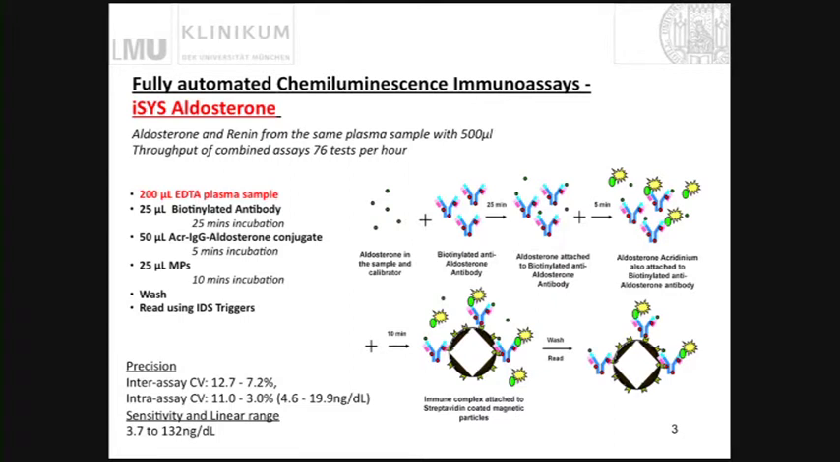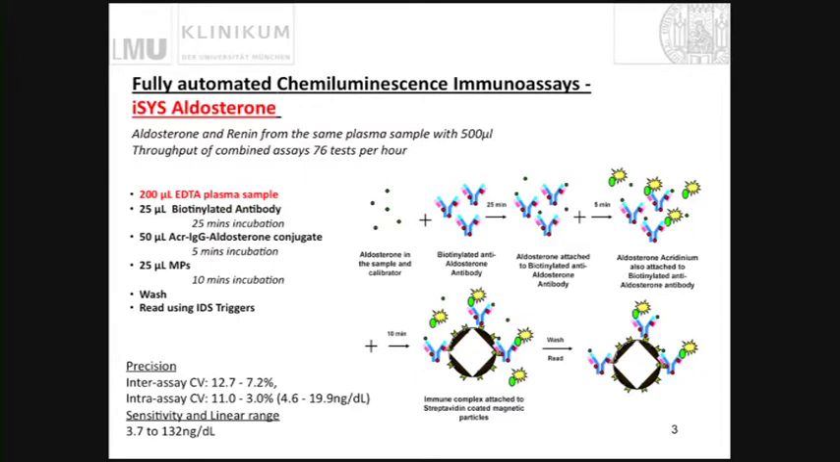200 microliters of plasma is incubated for 25 minutes with the biotinylated monoclonal antibody, after which time we have a second 5-minute incubation with an acridinium ester aldosterone conjugate tracer. So after this immune complex forms, it's incubated for another 10 minutes with the streptavidin-coated magnetic particles.